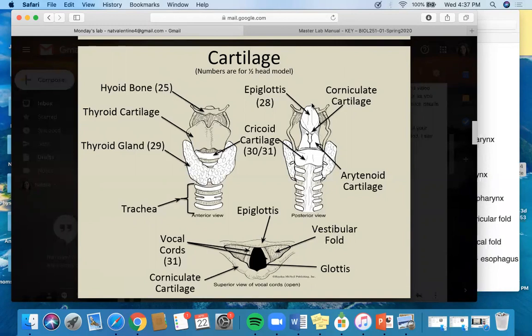Then we have the epiglottis, which looks kind of like a big leaf sticking out in the posterior view in your lab manual. And you can see it sticking out here in the anterior view as well.